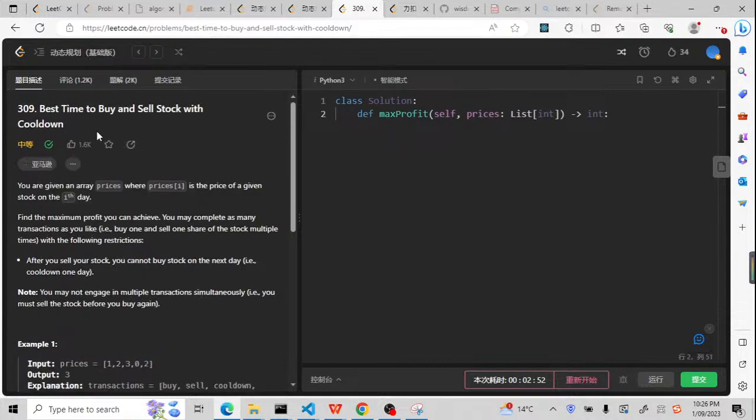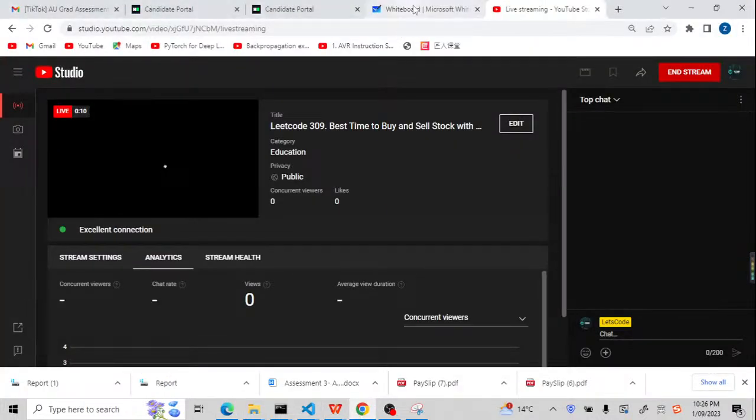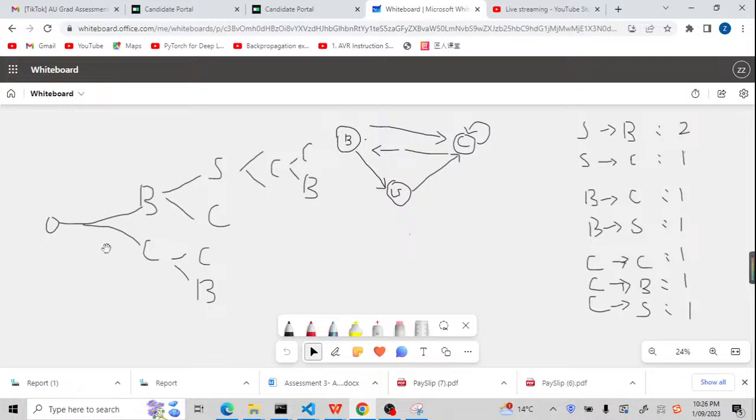So this problem is similar to other stock problems, but the only difference is there is a cooldown. Now let me explain it on the whiteboard. After that, I'll go to the code editor to finish the coding. Now let's go to the whiteboard. Normally, for solving this problem, we can use a binary decision tree or we can use a state machine. I'm going to talk about both of them, and then I will use DFS plus memo to solve the problem.